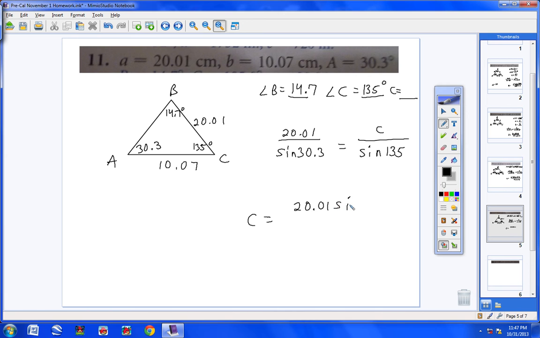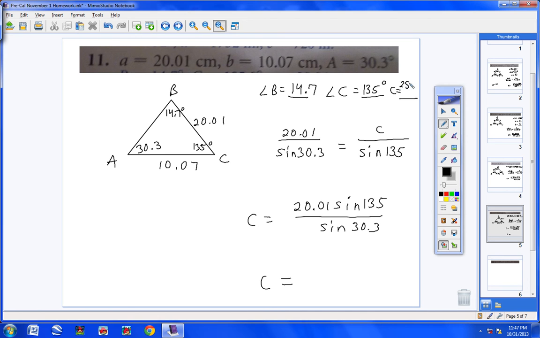20.01 sine of 135 divided by the sine of 30.3. Now if you typed all that into your calculator correctly, you would see for side C, you will get 28.04.